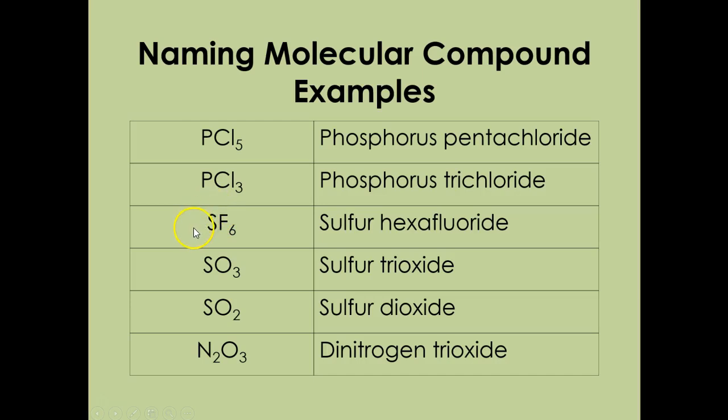Similarly, there are different combinations of sulfur and fluorine. I'm not giving you more than one of the possibilities here, but this is sulfur hexafluoride because there are 6 fluorines here. There are a couple different possibilities for combining sulfur and oxygen. This compound is sulfur trioxide. This is a different substance called sulfur dioxide. And now here's an example of a compound in which we have more than one of the first element. And so we're going to use a Greek prefix in that case: dinitrogen trioxide.